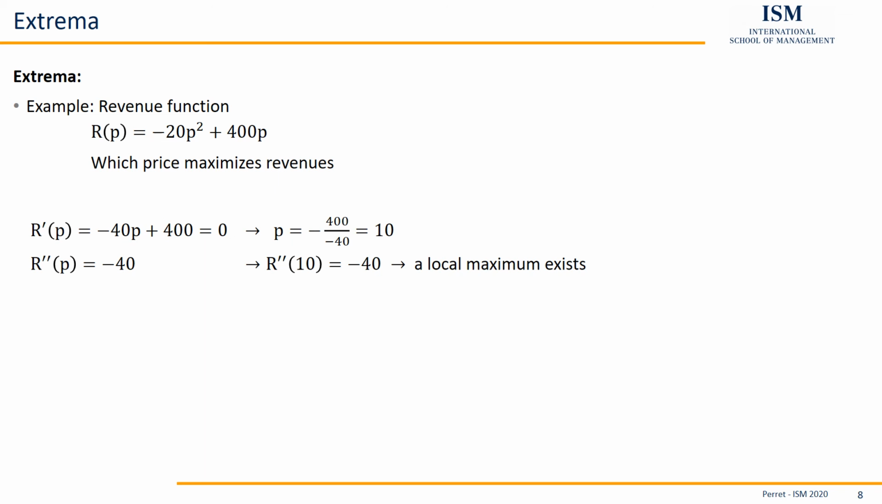As I said, in most cases we already know that this is a maximum because, for example, in economics you usually assume that the revenue function is a quadratic function, which in the end would turn out, if the value before the p squared is negative, that it always becomes a maximum.